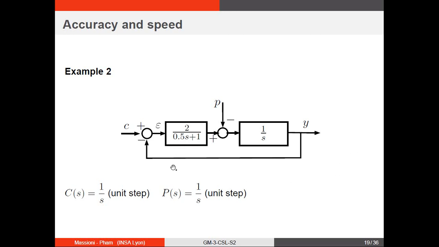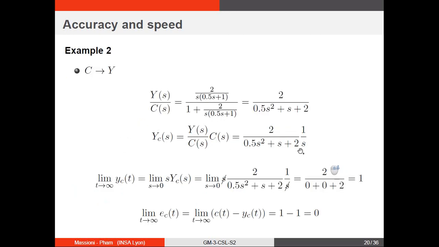So no problem. Now we compute the transfer function from c to y, so direct line at the numerator, L divided by 1 plus L, which gives you this. So simplifying it, you get this one. Again, it is stable, all the coefficients have the same sign. So compute y of c as a function of c, multiply this times the Laplace transform of the step, then final value theorem.